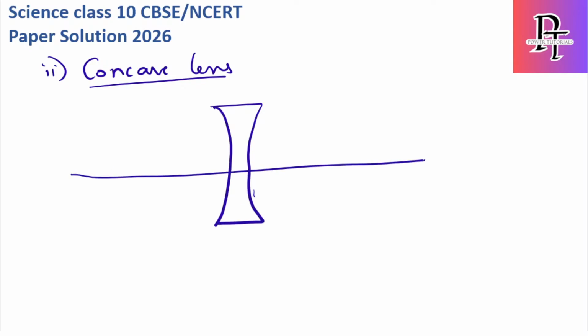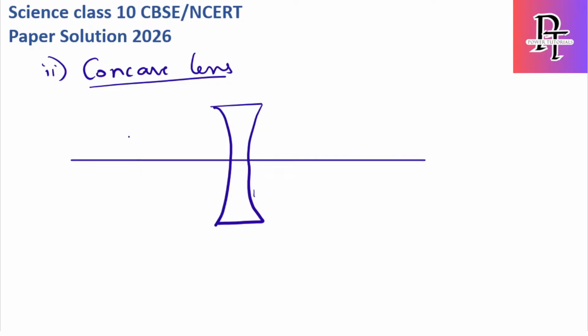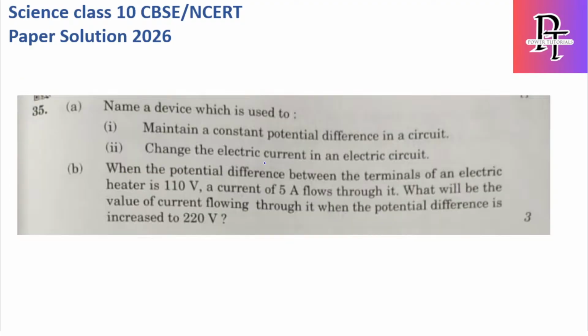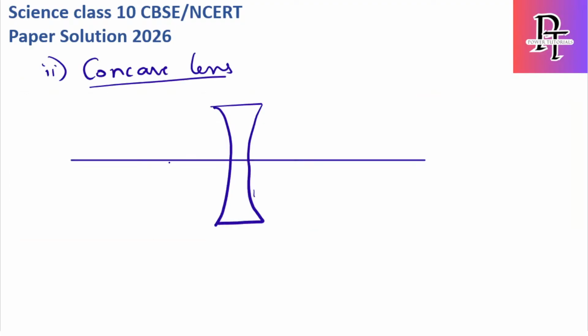This is the principal axis. And the light ray is passing parallel to the principal axis. So if a light ray is passing parallel to the principal axis, what will happen? It will refract such that it is passing through the focus.